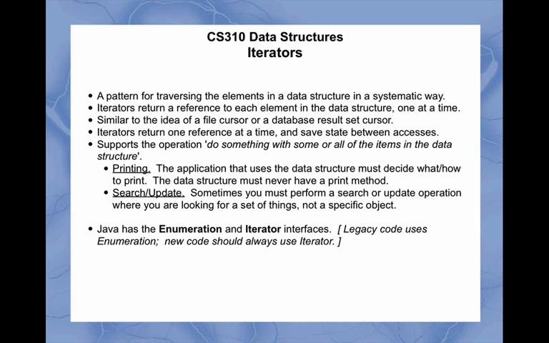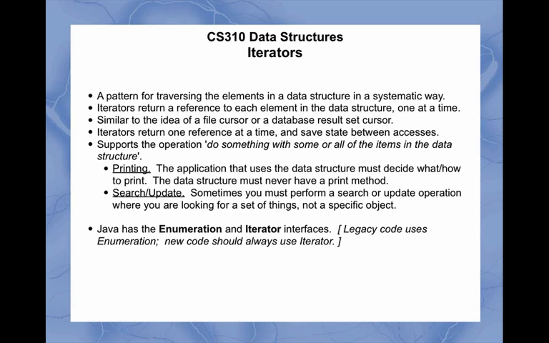Java has two iterator design pattern interfaces, Enumeration and Iterator. Enumeration is the original class that was in the Java language from the beginning. However, at some point, I believe Java 1.2, they decided to introduce a new type called enum.